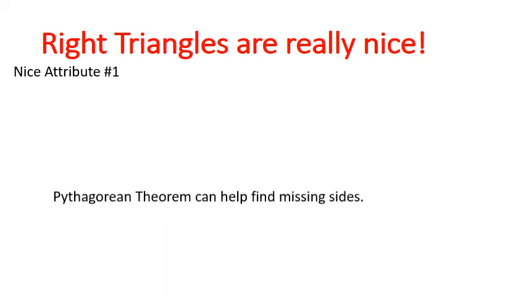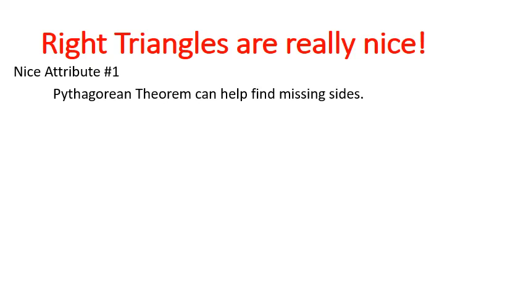So right triangles are really nice as far as real world applications and being able to use relationships in right triangles to find missing parts of the triangle. So we're going to notice a couple nice attributes that help us in real world problems. The first one is the Pythagorean theorem. In right triangles, the Pythagorean theorem helps us find missing sides. Remember, the Pythagorean theorem is a squared plus b squared is equal to c squared. And when we have two side lengths on a right triangle, we can always use this formula to find the third one.